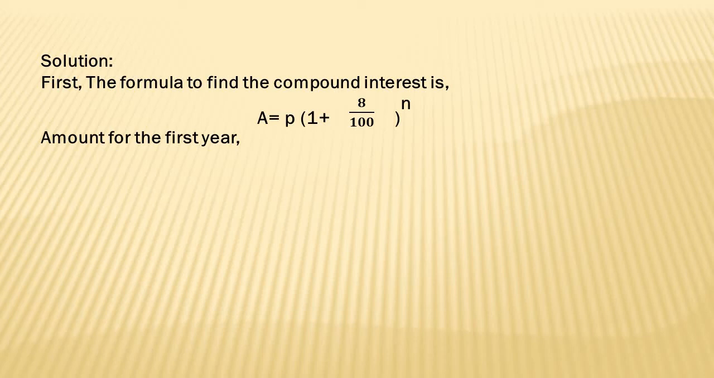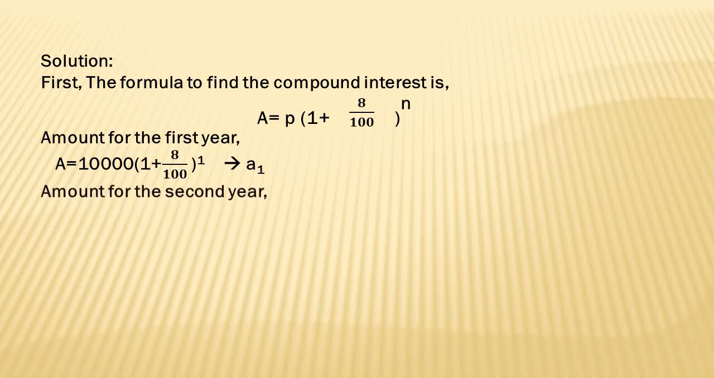year. So for the first year, it's going to be amount is equal to 10,000 into 1 plus 8 by 100 to the power 1, which is for the first year. So it's 1. That is our first term. Now for the second term, it's very simple. You just have to increase the number of years. In place of 1, you can replace it to be 2. It's a very simple situation. So 10,000 into 1 plus 8 by 100 to the whole power 2. This is our second term.